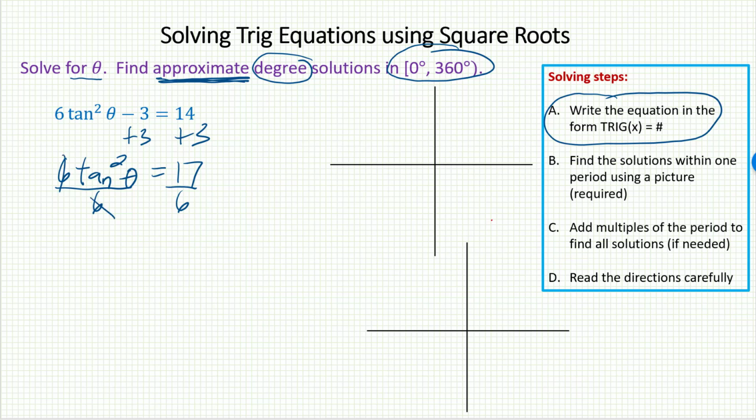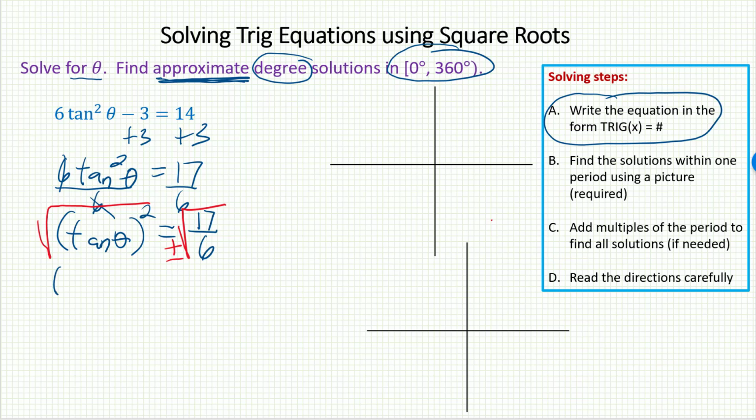And remember what tangent squared theta actually means? If it helps you, you could write out what it means. It means that the entire tangent theta ratio is being squared. Well, that's great because algebraically I know that to reverse that squaring, I can simply square root both sides, provided I remember that there are always two possible solutions when I do that.